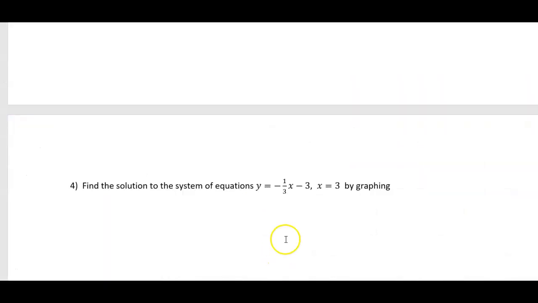So the system we were looking at was y equals negative 1/3 x minus 3. It's one line. And x equals 3 is the other one. So there's no y in this one. But that's okay. That means any value of y will make this true. But you need to find the value of y that also makes this true. All right, stop the video.